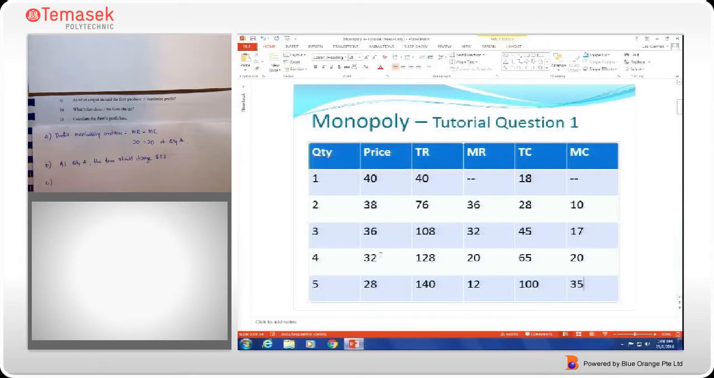Okay, and next up we are being asked to find the firm's profit or loss. That's part C. So calculate the firm's profit or loss. In order to find profit or loss, we need to use total revenue minus total cost, and we use the values at quantity 4. So total revenue is 128 minus total cost at 4, which is 65. So we use 128 minus 65, which is equal to $63. And this is a profit.